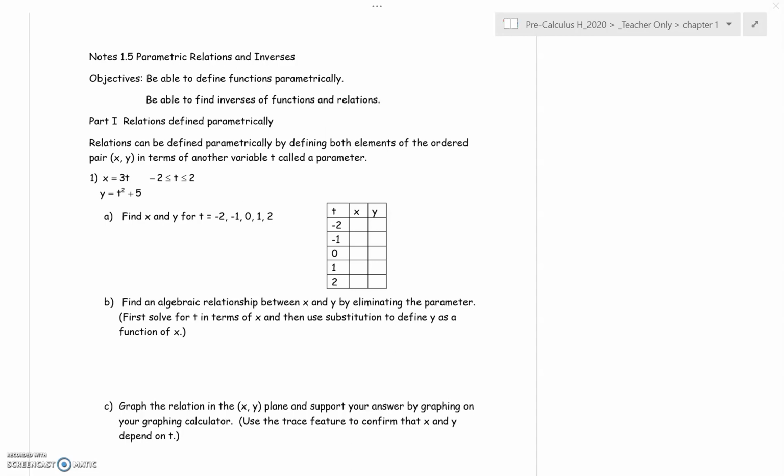Hi pre-calculus honors. So today we're going to talk about section 1.5, parametric relations and inverses. Go ahead and read the objectives. We're going to be able to find functions parametrically and find inverses of functions and relations.